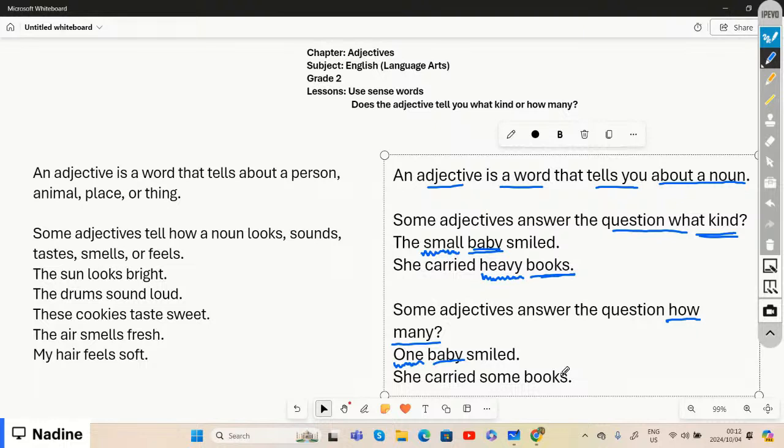She carried some books. Books is our noun. But now, if we were to tell us about the books, how many books did she carry? Only some. So, some is our adjective.